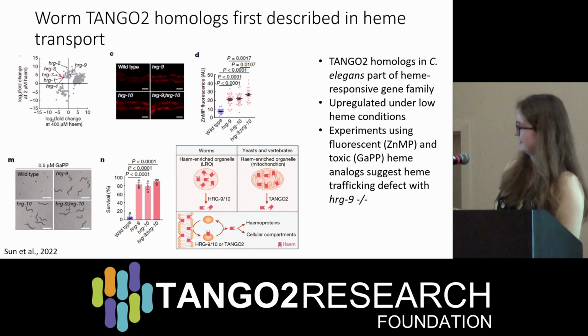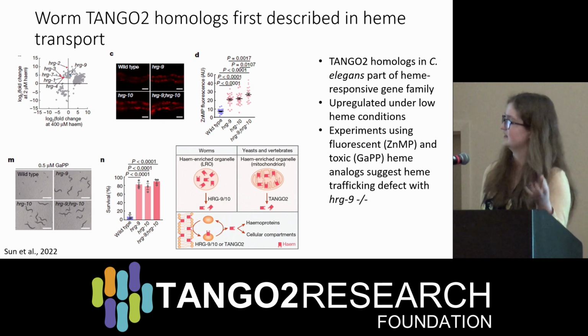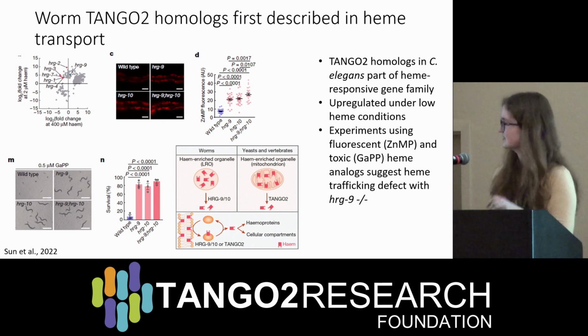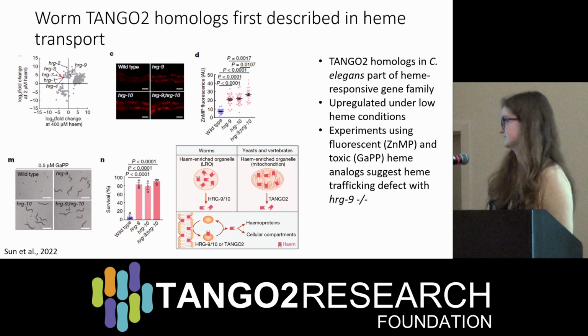They then tested this by feeding worms a slightly different compound called GAP. This is a poisonous compound. It looks like heme, and in normal worms, they eat this and it gets into the cell, but the cell can't use it properly. Because they don't have heme, the worms end up dying. So they looked at the ability of normal wild-type worms and worms missing HRG9 and HRG10 to survive this poison.